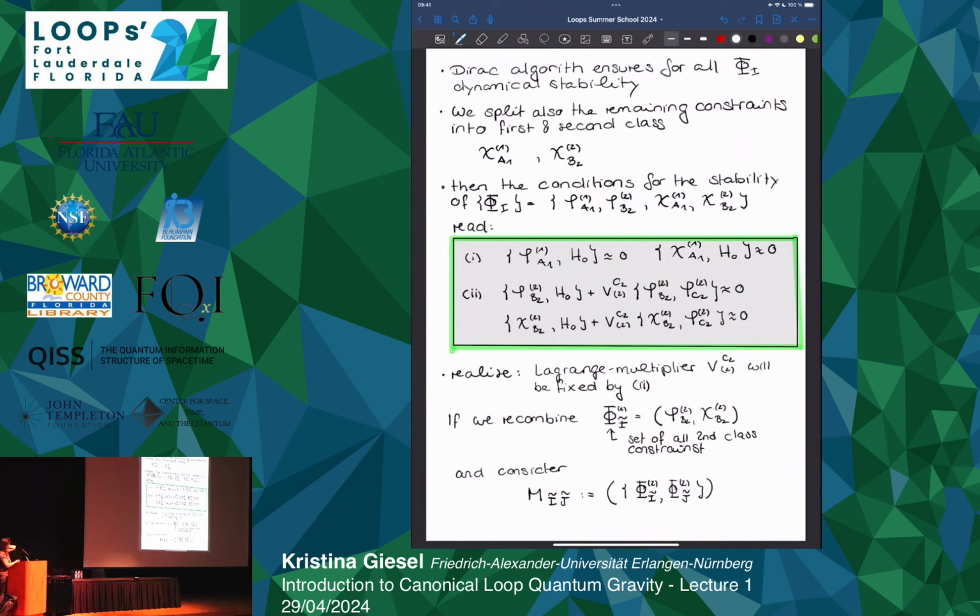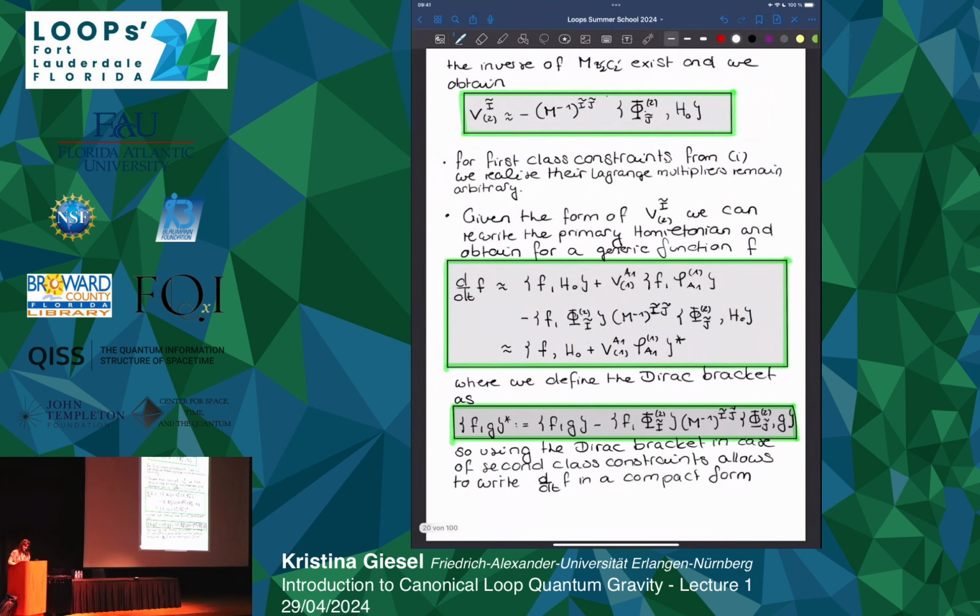Now, this condition 2, we can solve for the Lagrange multipliers if we have a set of irreducible second class constraints, because then we can basically consider the matrix here, which I called M with indices i tilde, j tilde, which now includes all Poisson brackets of all possible second-class constraints, independently whether they're primary or secondary. This is phi 2 with a twiddle index in order to distinguish the index we had before.